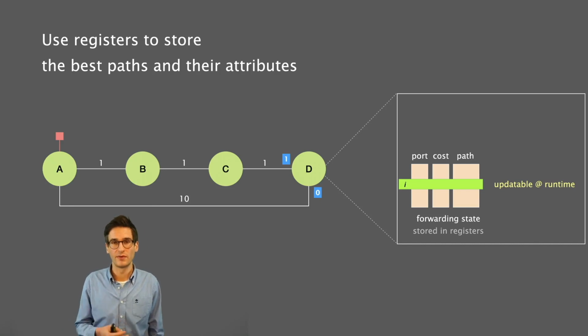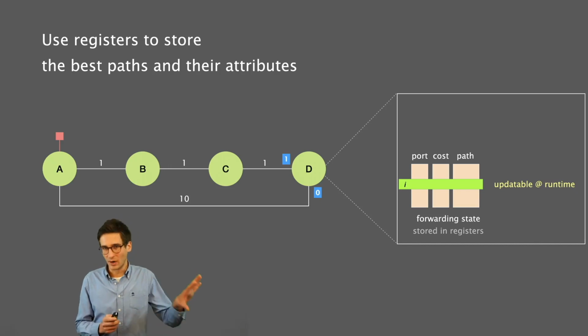For those of you who know P4 in the room, you know that this is actually one of the rare stateful constructs that can be updated by the data plane itself at runtime. So you need to store the forwarding state in registers, and essentially the forwarding state is a classical one. Of course, you have a port, you have a cost, and you have a path. I'm looking here at path vector-like routing. So we store the forwarding state in registers, and that's one thing.